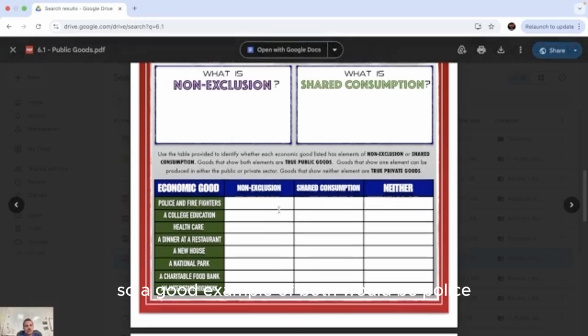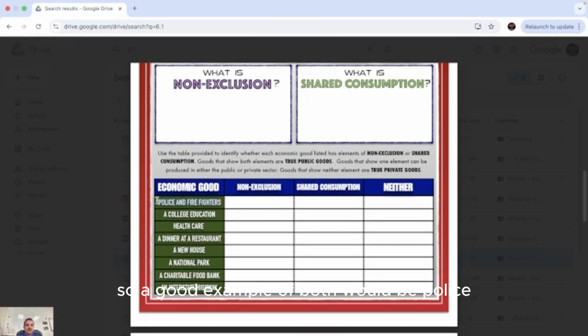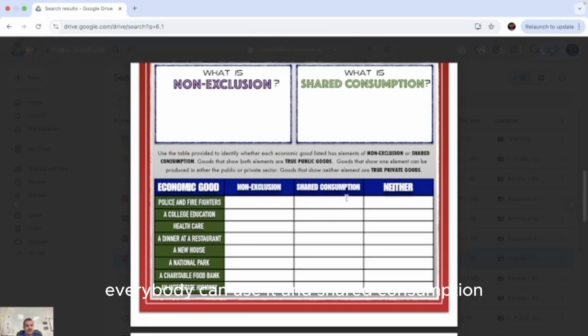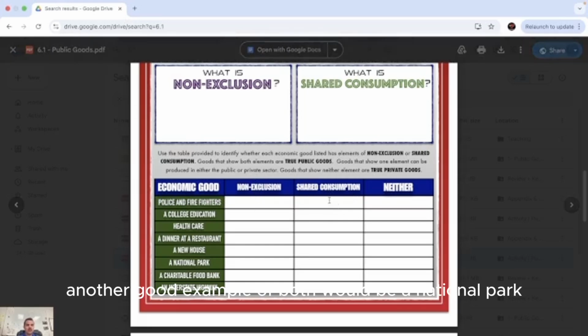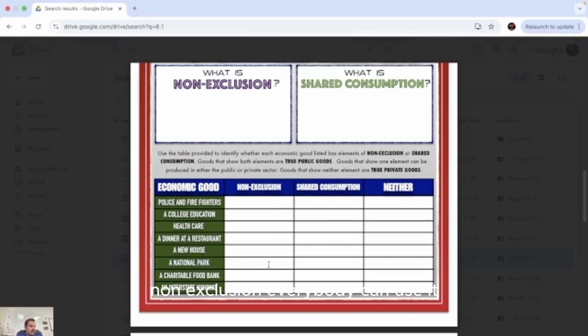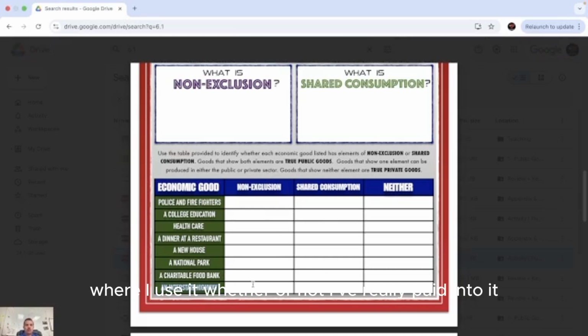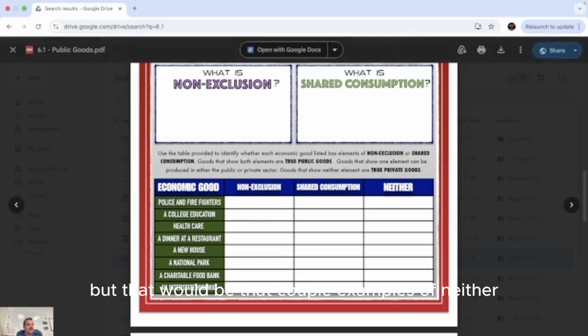Okay, so a good example of both would be police and firefighters. They are both non-exclusion, everybody can use it, and shared consumption. Another good example of both would be a national park. Non-exclusion, everybody can use it, whether or not you're actually paying for it, and shared consumption. One more good example would be an interstate highway, where I use it, whether or not I've really paid into it, but my consumption of it doesn't reduce the usefulness of it to other people. Maybe traffic and things like that, but that would be that.